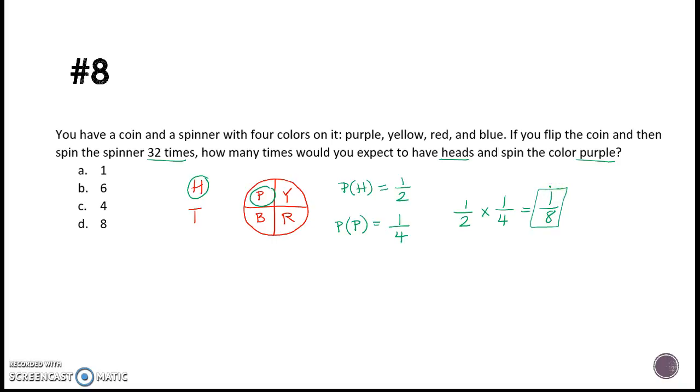But that's not what it's asking for. It's saying if you flip it and then spin it 32 times, how many times would you expect? So expect is our keyword here. So that means we're going to make a prediction. So when we make a prediction, we always do the probability on the left. So we have our probability, and then you set it equal to X over your new total. All right. So now you guys can do your cross product and solve.